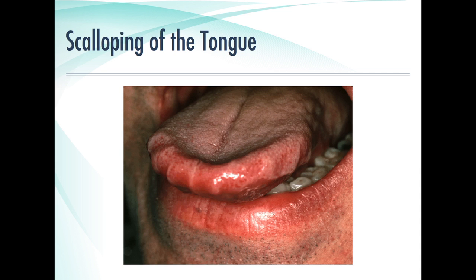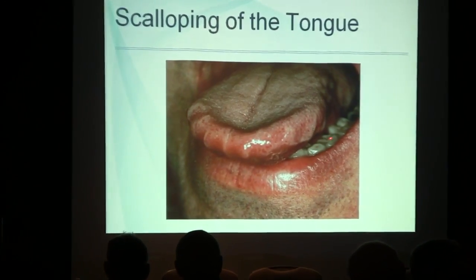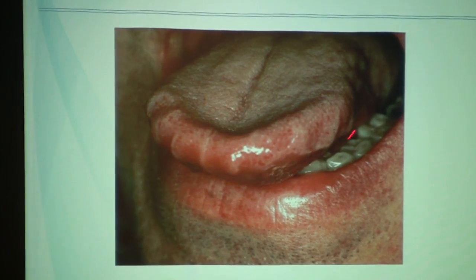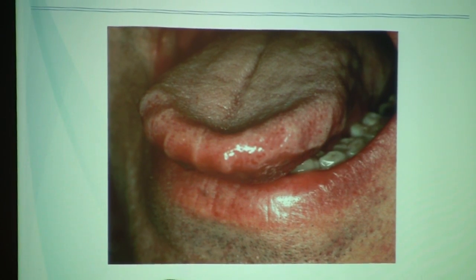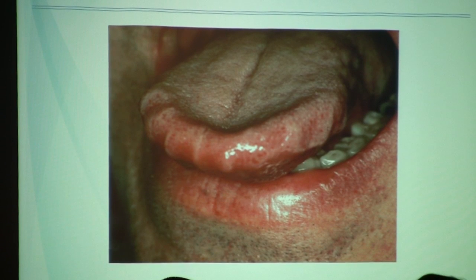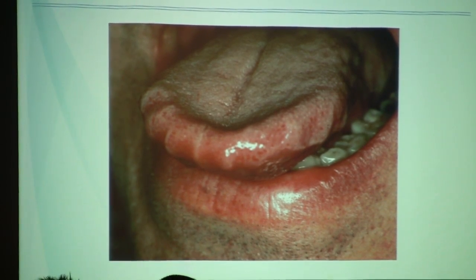Scalloping on the side of the tongue. So when you look at this and you see the scalloping, this is classic. You look at these teeth and you can see how worn off they are. This is a classic clincher grinder. Just as soon as you see, literally open their mouth, stick the tongue out, and you see this little scalloping on there because they're using their tongue as a splint.